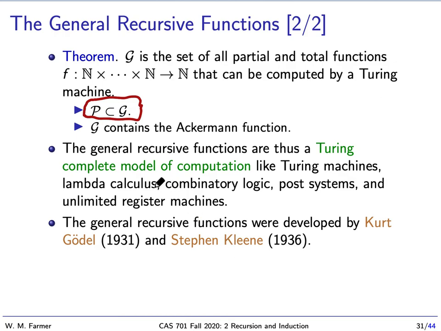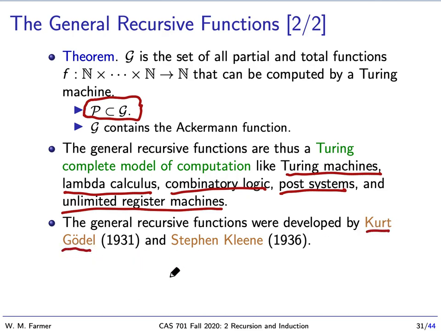Okay, so the general recursive functions are thus what we call a Turing-complete model of computation. It's a model of computation which includes representations of all computable functions on the natural numbers. And there are other models. For instance, there are Turing machines, lambda calculus, combinatory logic, Post systems, unlimited register machines, and many others. All of these are equivalent. General recursive functions were really developed by Kurt Gödel in 1931 as part of his work on his incompleteness theorems, and developed in much greater detail by Stephen Kleene, particularly in his 1936 paper.